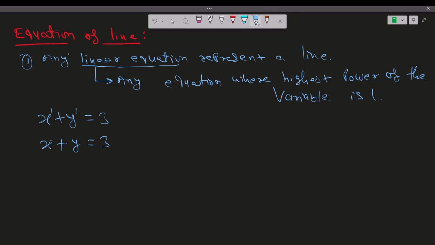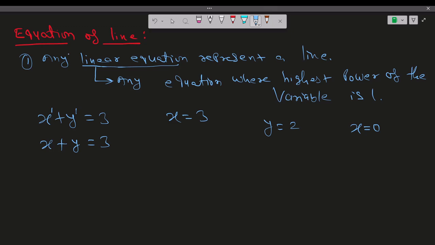Agreed. Next, if I write x equals 3, yes, this is also a linear equation. Why? Because the highest power of the variable is x here, and the power of x is 1. So it will represent a line. Similarly, if I write y equals 2, it is also a line. If I write x equals 0, this is also a line. Similarly, there are so many lines we have.